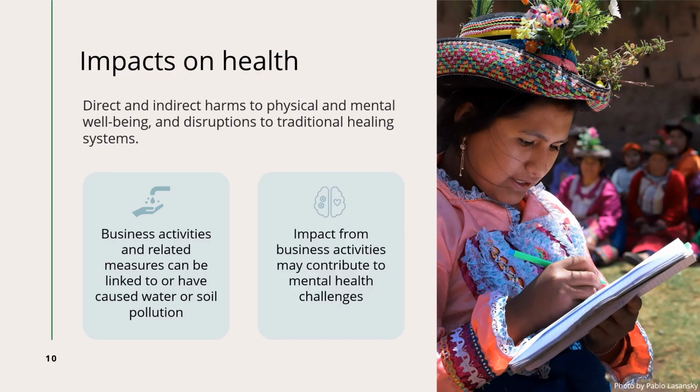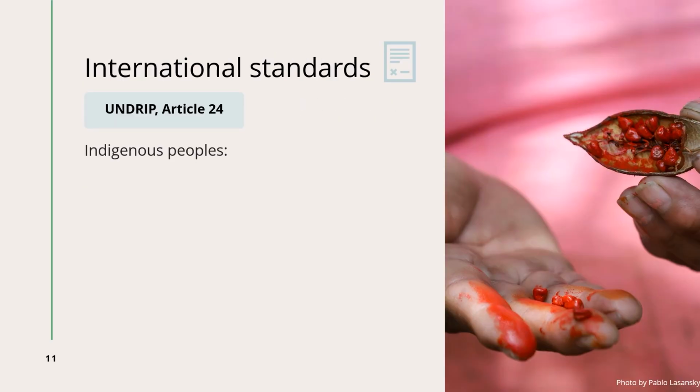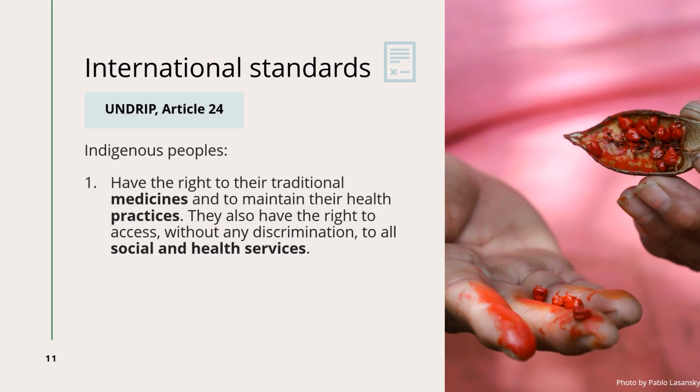Environmental and human rights impacts from business activities may contribute to mental health challenges such as stress, anxiety, and depression, particularly when communities face displacement or loss of cultural sites. Article 24 of UNDRIP affirms that Indigenous peoples have the right to their traditional medicines and to maintain their health practices, including the conservation of their vital medicinal plants, animals, and minerals.